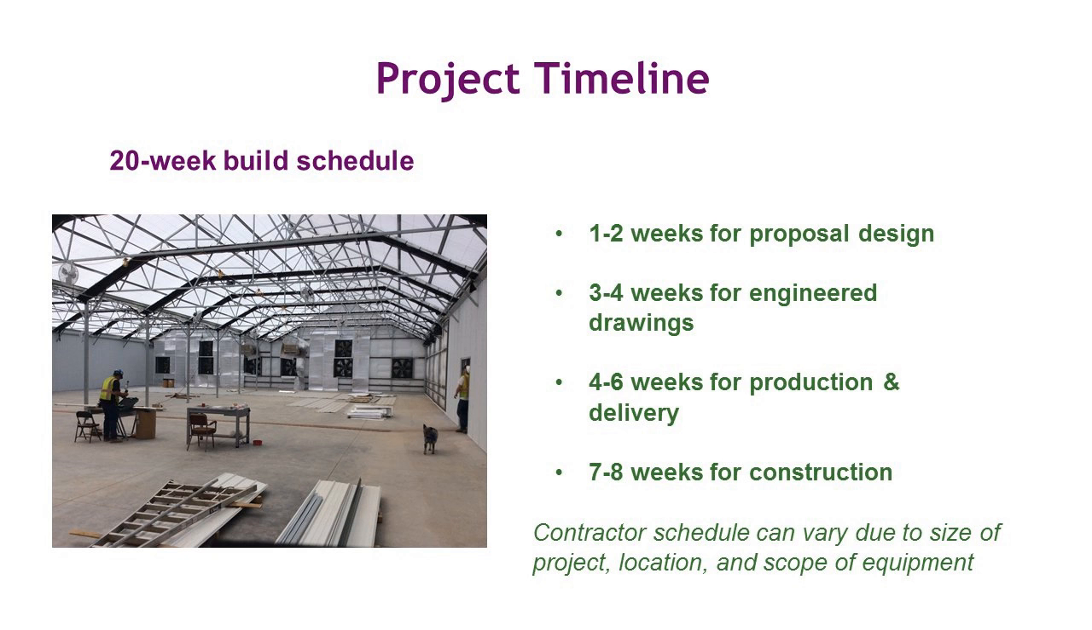Now the 7 to 8 weeks for construction, again, that's completely dependent upon the size of your structure, who you're using for your GC to put the structure up, and any other variables can figure in there, such as weather and everything else. So the bottom caveat here is just contractor schedule can vary due to size of the project, location, and scope of equipment. But this is a basic project timeline. Yeah, and that's correct. And they vary, like Dave said here. But they could take anywhere from, I'd say, about 3.5 months from the start of a project, getting it designed to completion, all the way up to 5 months, depending on the scale of the project.